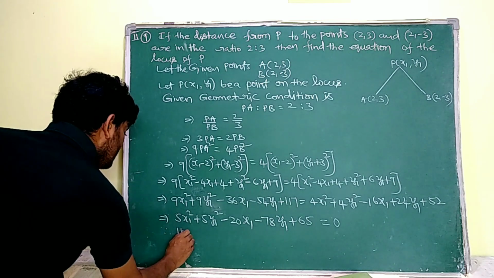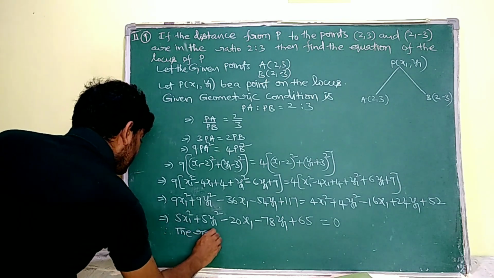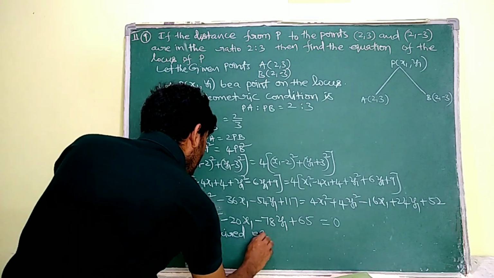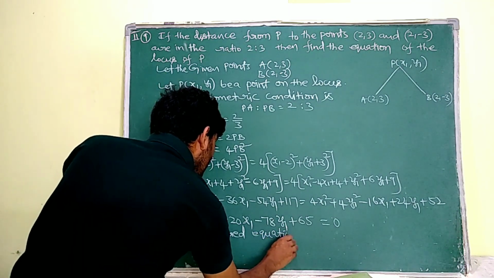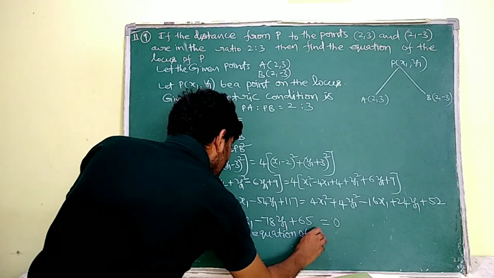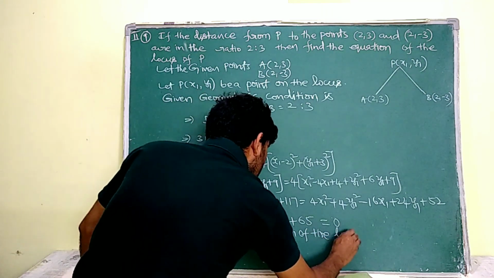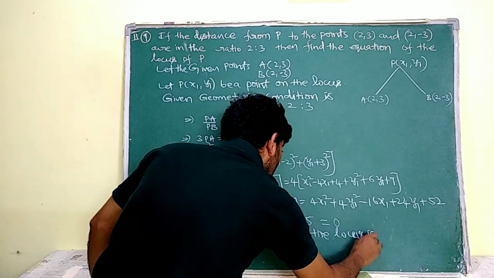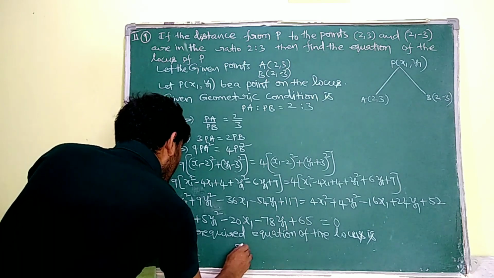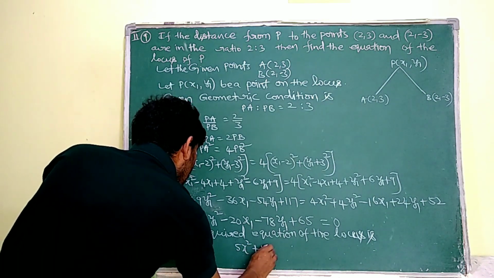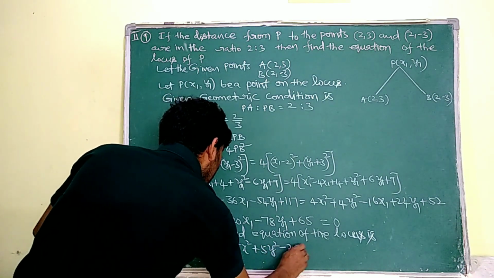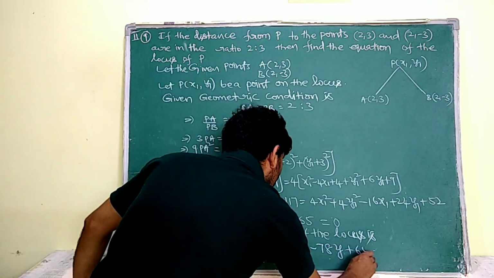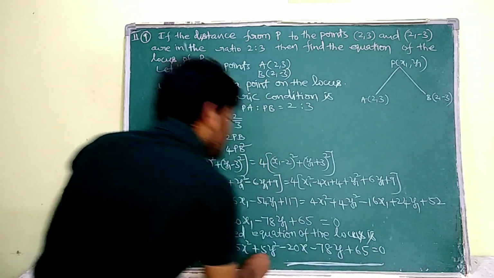Therefore the required equation of the locus is 5x square plus 5y square minus 20x minus 78y plus 65 is equal to 0.